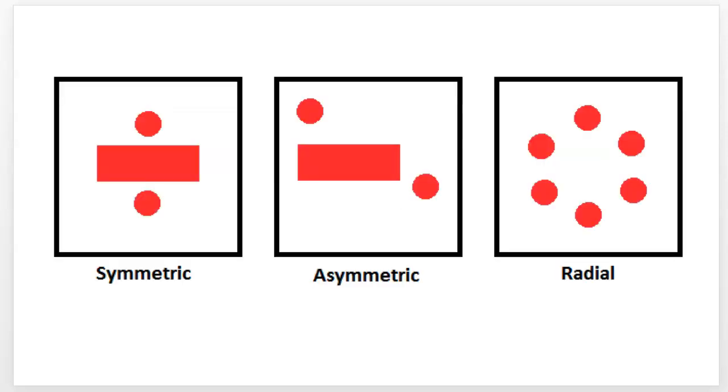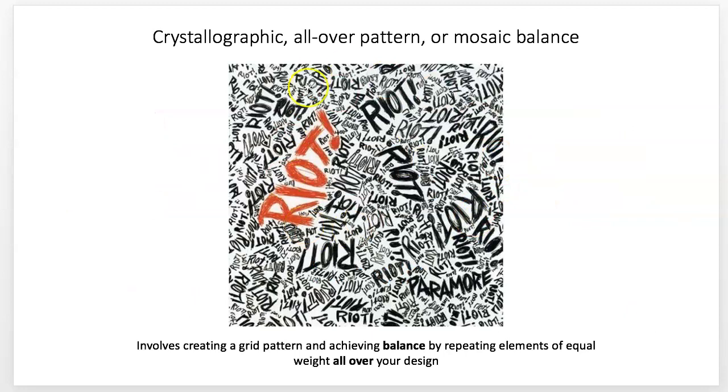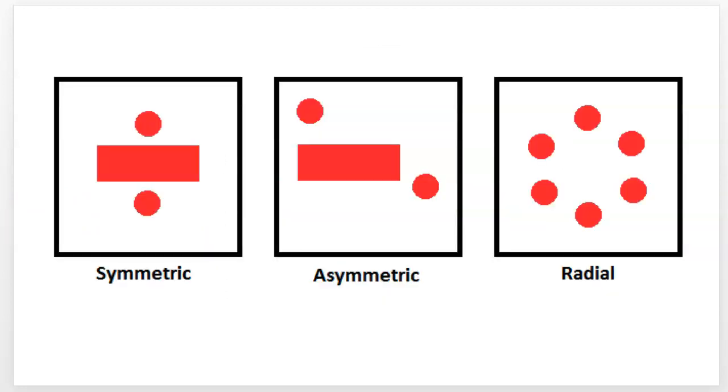Okay, so types of balance, and there's different types. We have symmetrical, asymmetrical, radial, and there's also all over or crystallographic balance, also called all over pattern, mosaic balance, and crystallographic balance. This is not exactly that because it's breaking it with the red, but it creates a grid and a pattern by achieving basically an element that goes all over it, and then you have a weight over the whole design. Okay, so that would be the fourth type.